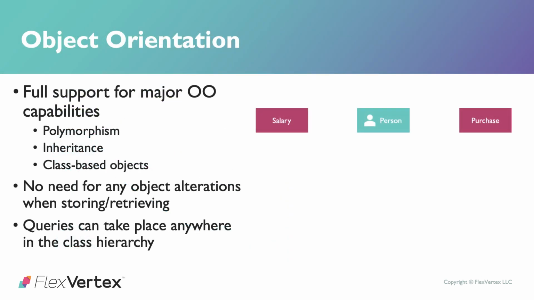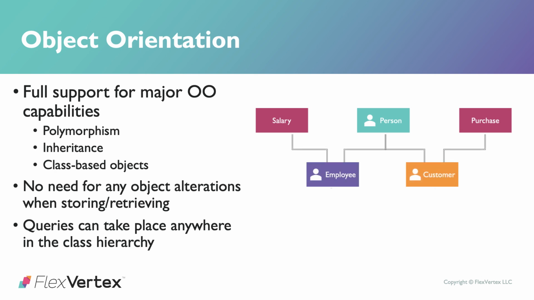Object orientation is at the heart of the FlexVertex architecture. This means that you no longer need to flatten or otherwise alter your application's data structures, and can take advantage of key object-oriented capabilities such as inheritance and polymorphism. Here's an example of class inheritance in action. We're starting with 3 base classes, which will form the foundation for derived classes. You're free to define these classes as abstract, meaning that they don't hold data, but instead only provide structure for their derived class. Whether or not they're abstract, you're free to query them to see what they hold, as well as what derived classes contain.